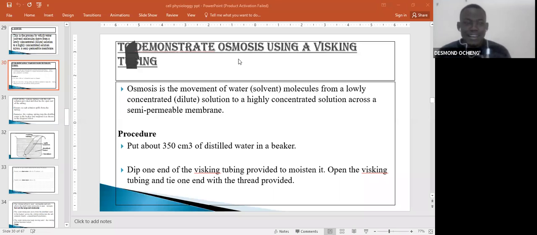Now, I was saying, visking tubing is familiar to all of us, and at one given point, you all saw what a visking tubing is in one of the experiments that you did in Form 1. But now I want us to have some highlights of what a visking tubing is and how it is used to demonstrate osmosis. Now, osmosis takes place in both the living tissues and in the non-living tissues. Now, the living tissues include the membranes that we have within the bodies of organisms, both in plants and animals.